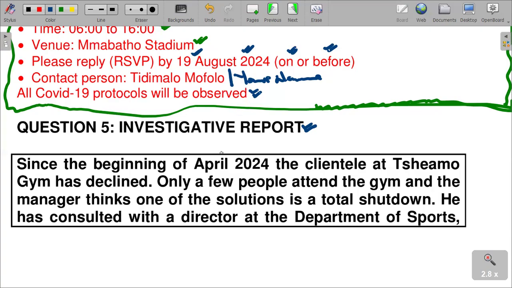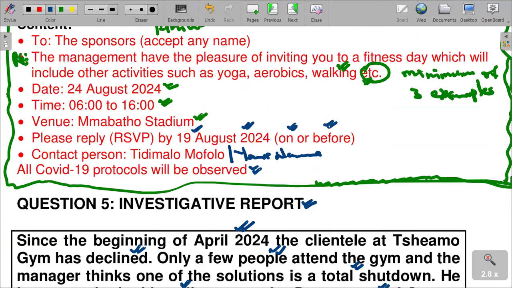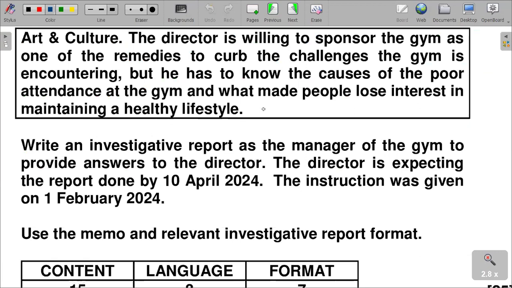Investigative reporting: since the beginning of April 2024, the clientele at Shiamo Gym has declined. Only a few people attend the gym. The manager thinks one of the solutions is a total shutdown. He has consulted with the director at the Department of Sports, Arts and Culture. The director is willing to sponsor the gym as one of the remedies to curb the challenges the gym is encountering. But he has to know the causes of poor attendance at the gym and what made people lose interest in maintaining a healthy lifestyle. So that's the information.